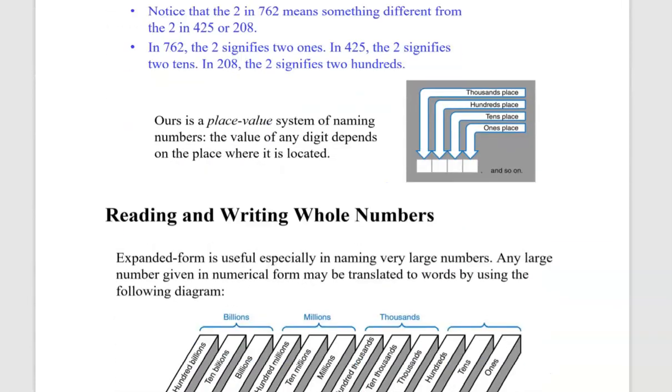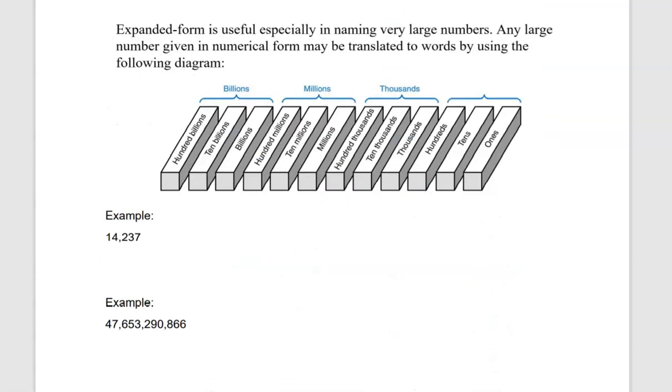So, place value. Notice that the 2 in 762 means something completely different than the 2 in 425 and 208. Because in 762, the 2 signifies 2 ones. In 425, the 2 signifies 2 tens. In 208, the 2 signifies 2 hundreds. This is our place value system. And it's important that we talk about our place value system because it's how we communicate about numbers, how we read and how we write them.